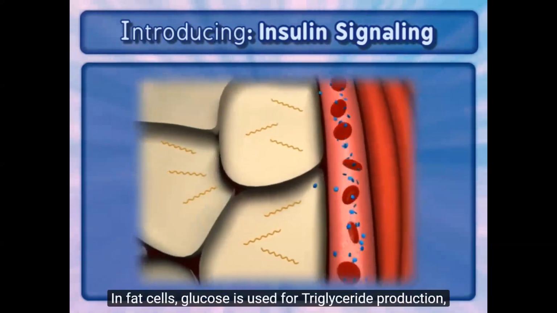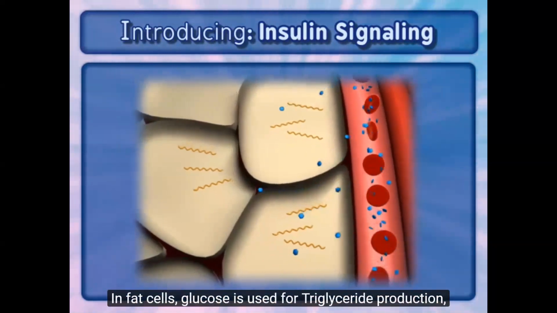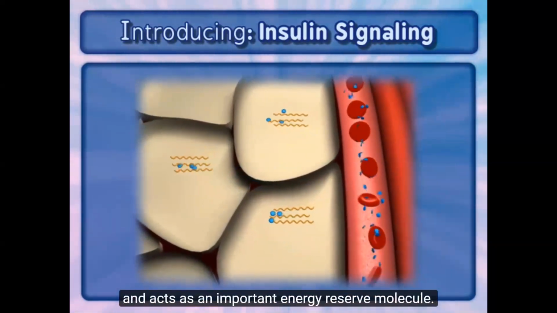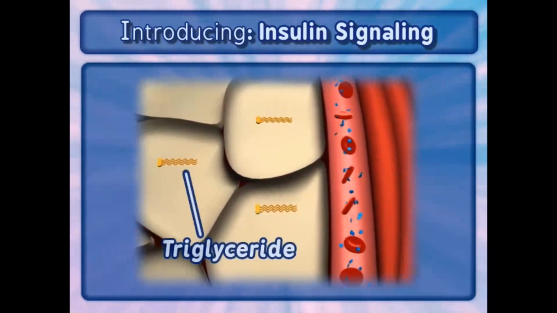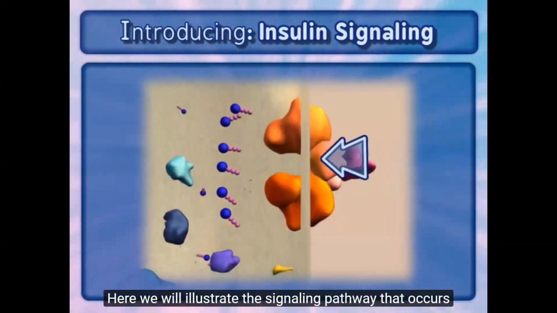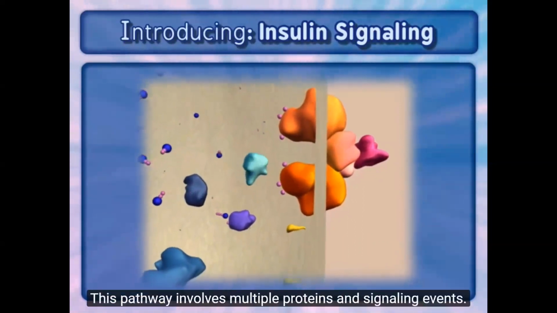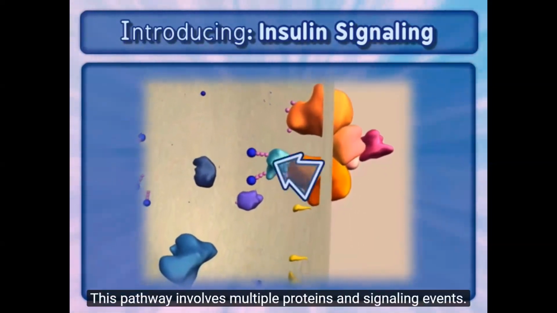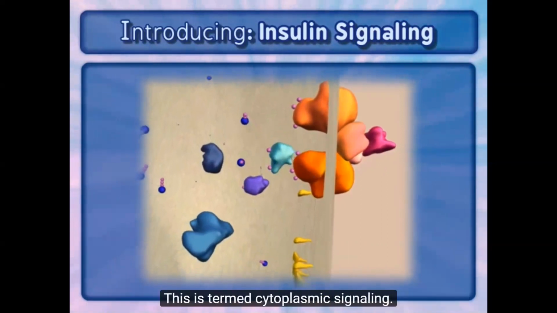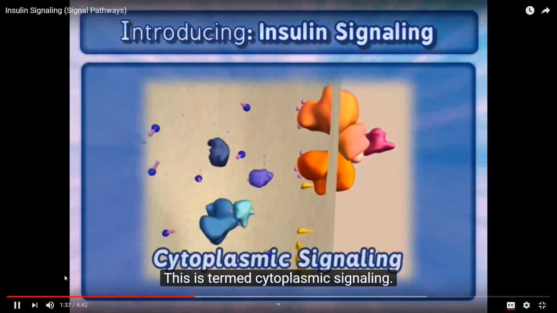In fat cells, glucose is used for triglyceride production and acts as an important energy reserve molecule. Here, we will illustrate the signaling pathway that occurs when glucose is at high levels. This pathway involves multiple proteins and signaling events. This is termed cytoplasmic signaling.